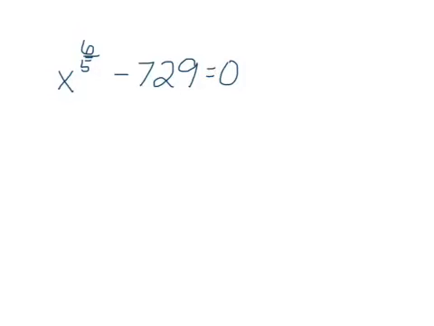In this video, we'll practice solving problems where we have rational exponents. So the first thing we want to do is to move the constant to the other side. So our opposite of subtracting 729, we're going to add 729 to the other side. And then what we want to do is to get rid of that exponent, 6 to the 5th.